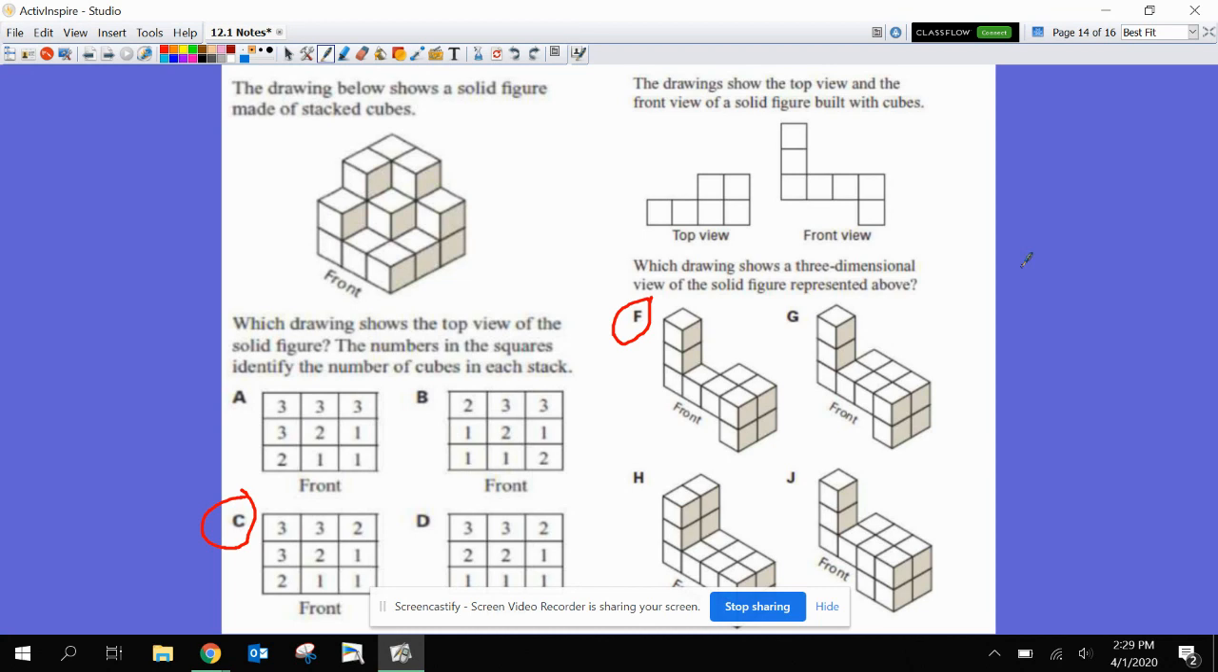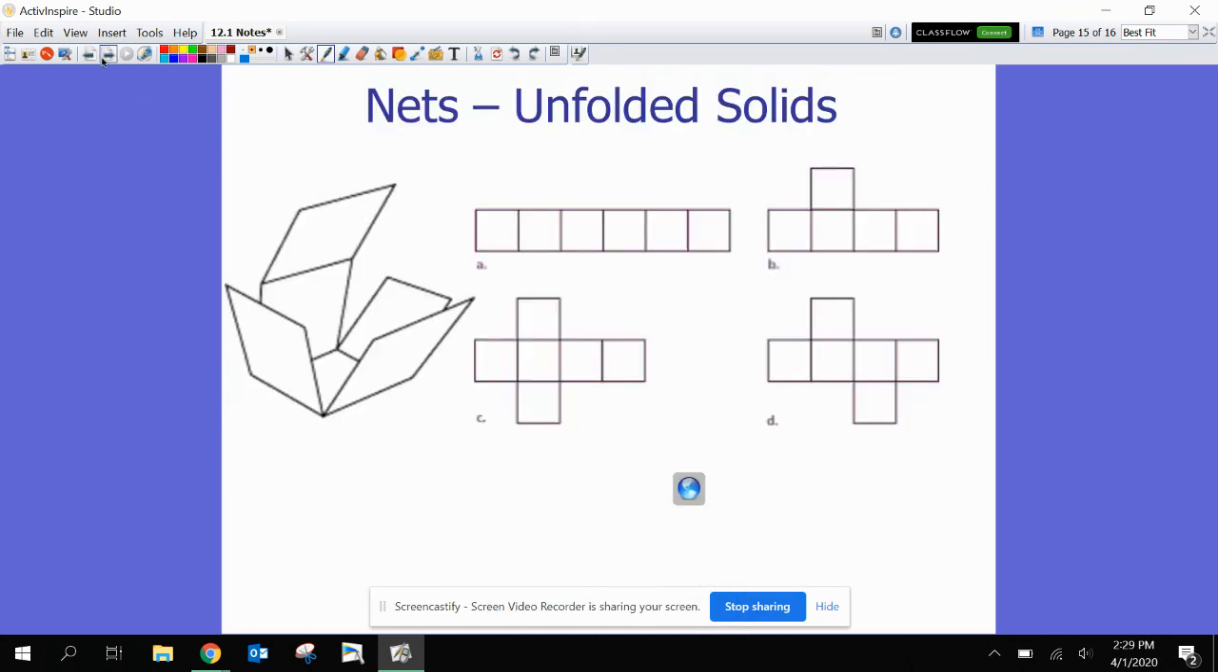So maybe just practice this, take a look at these. I've got the answers up here for you to look at when you're ready. And then we're going to move on to nets. All right. So what we're going to do with nets is that we're just going to practice our identification here.